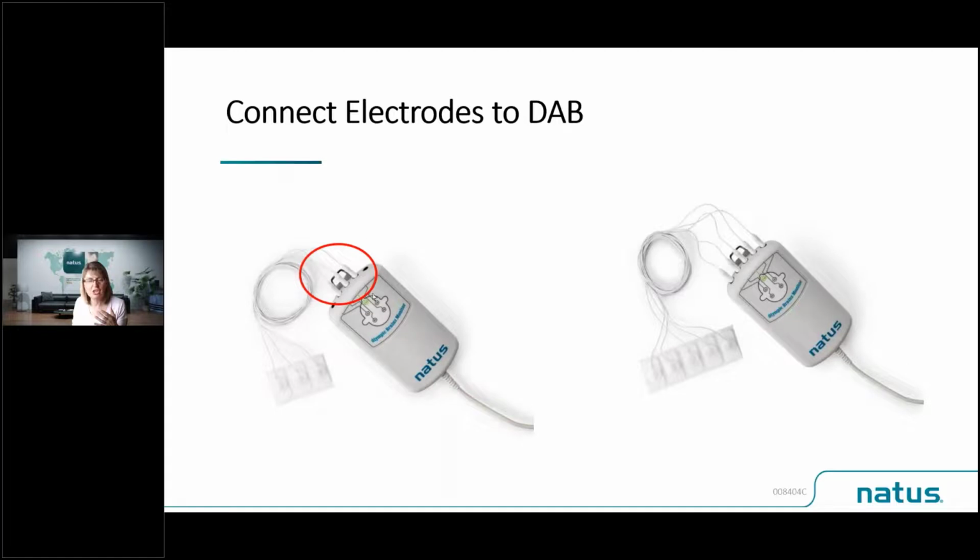Dependent on how many electrodes you've got will depend on how many you plug in. So for a single channel configuration, you've just got 3 plugged into the box. In a 2 to 3 channel configuration, you've got the 5 plugged into the box.